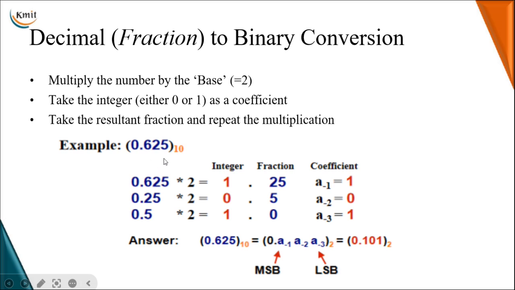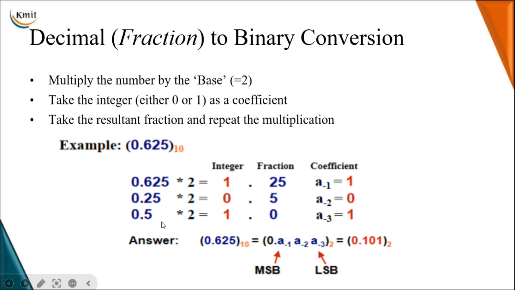Now we have taken an example, 0.625 to the base of 10. 0.625 into 2, the product is 1.25. So the integer part we consider as a minus 1 equal to 1. 0.25 is multiplied by 2, and we obtain a product of 0.5. In this product 0.5, the integer part is 0, so we consider a minus 2 equal to 0. Then the fractional part is 0.5, which has not become 0.